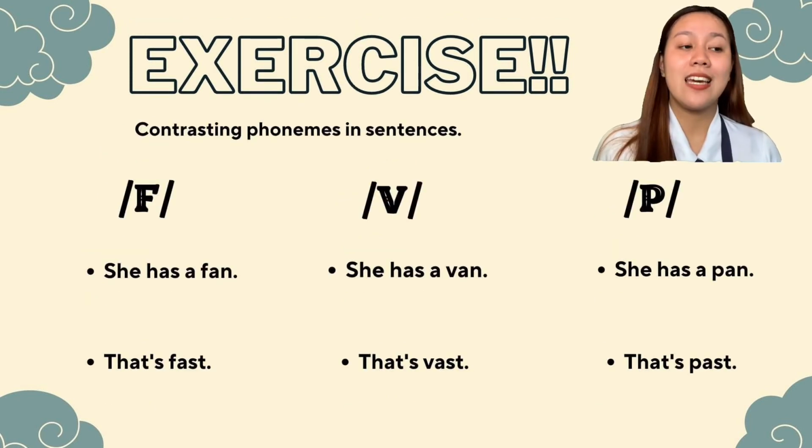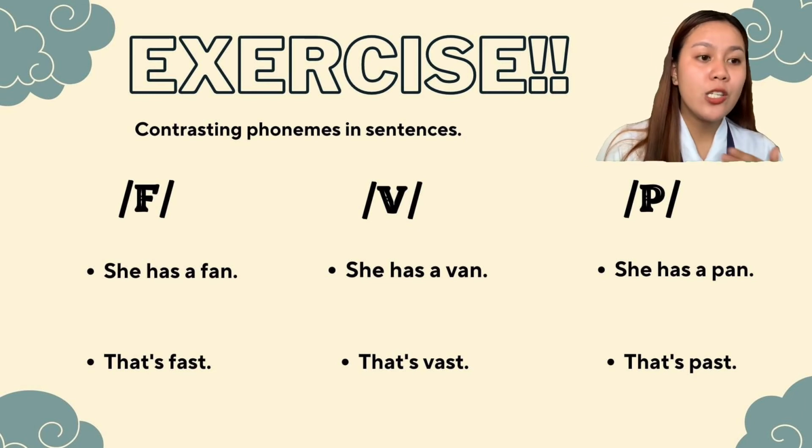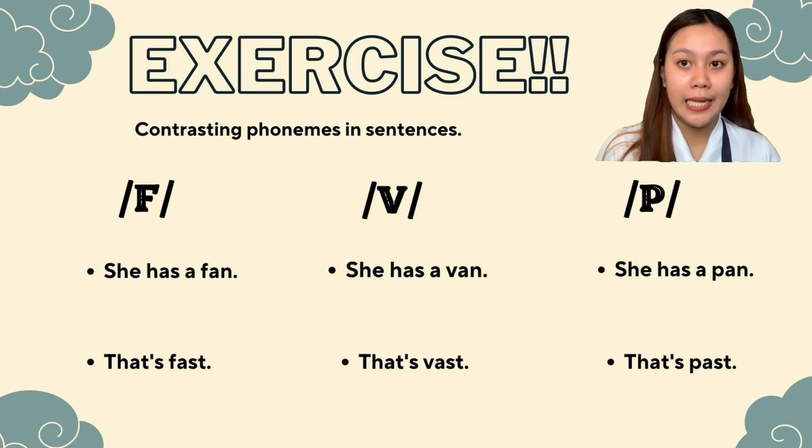Another exercise: contrasting phonemes and sentences. So students, pronounce with me: she has a fan. She has a van. She has a pan. So in these words, it varies meaning depending on the letter or the sound it has. Okay? Another examples.